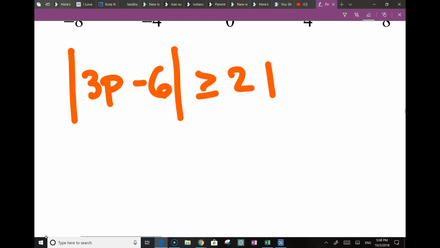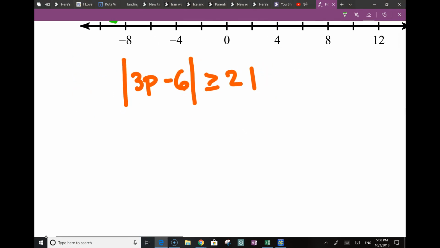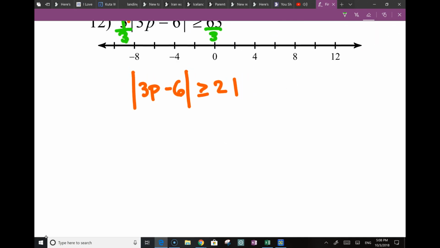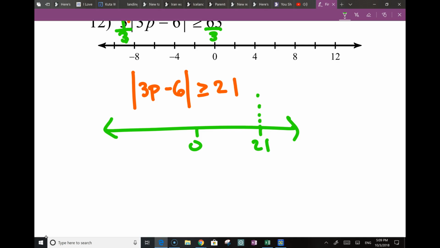Well, if you're trying to get away from 0 and you want to be 21 steps or more away from that, visualize this. Here's 0, here's 21, right? That's the closest you can get. You cannot get any closer than that. So if you want to be 21 steps or more away from 0, you'd have to go that way.